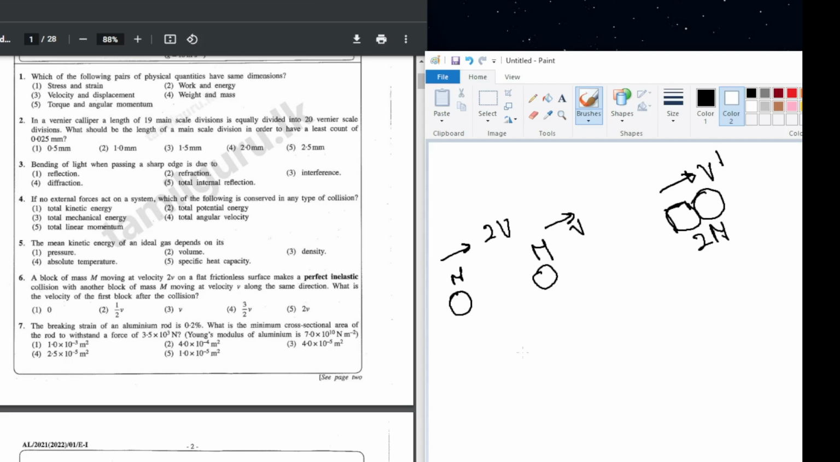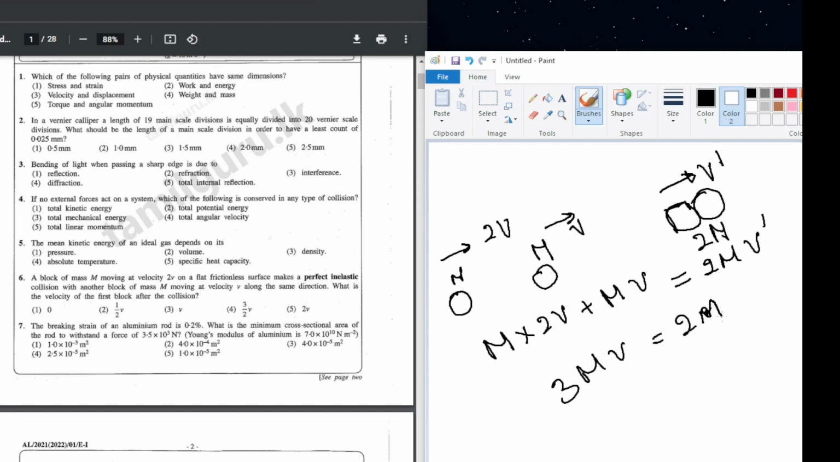Now, using the conservation of momentum, before collision it is m into 2v plus m into v equal, after collision, 2m into v dash. Here 3mv equal 2m v dash, 3 over 2 v equal v dash. Answer is 4.